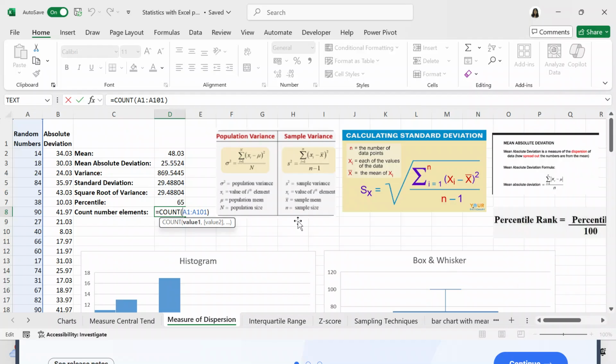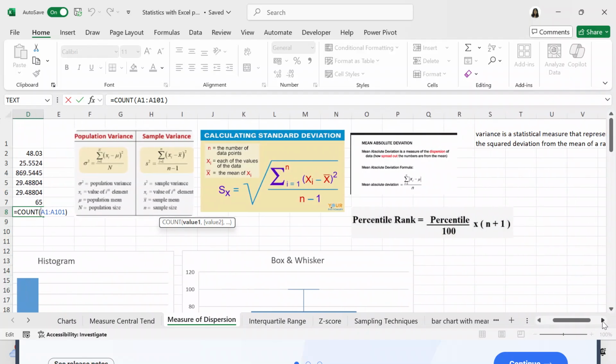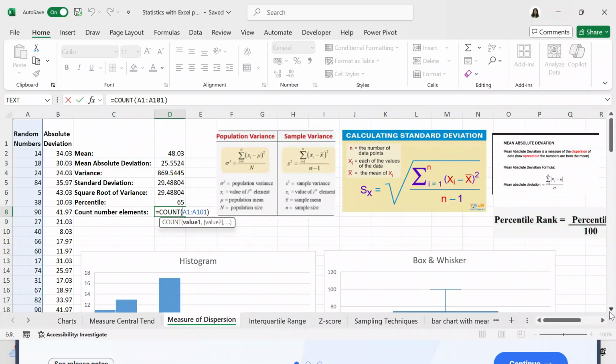So we've got the formula for the population variance and the sample variance, and you've got your formula for your standard deviation, but standard deviation is the square root of the variance. You've got the formula for the mean absolute deviation, and then you've got the formula for the percentile. So the percentile is the percentile divided by 100 times n plus 1.